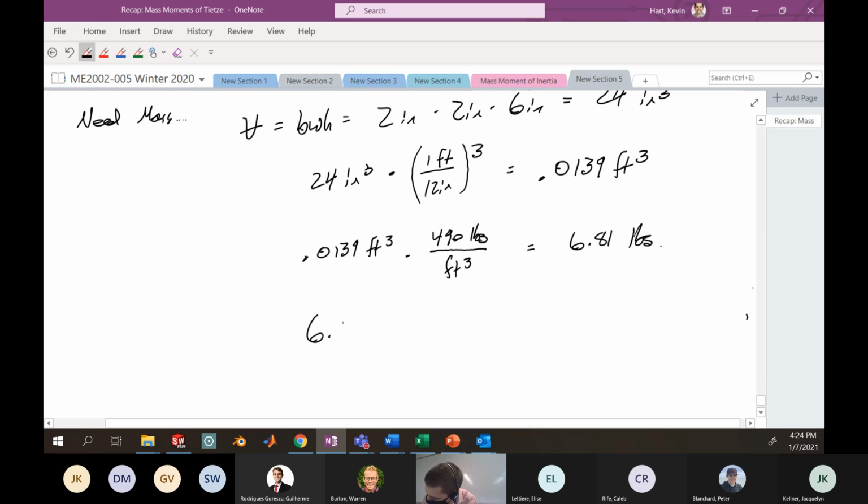Right? So if we want a mass, 6.81 pounds times, here we're going to convert to slugs. And basically, it's just the division by gravity, so 32.2 feet per second squared. And a pound second squared per foot is a slug. And this is going to end up with 0.211 slugs. Very exciting. Our rectangular prism.